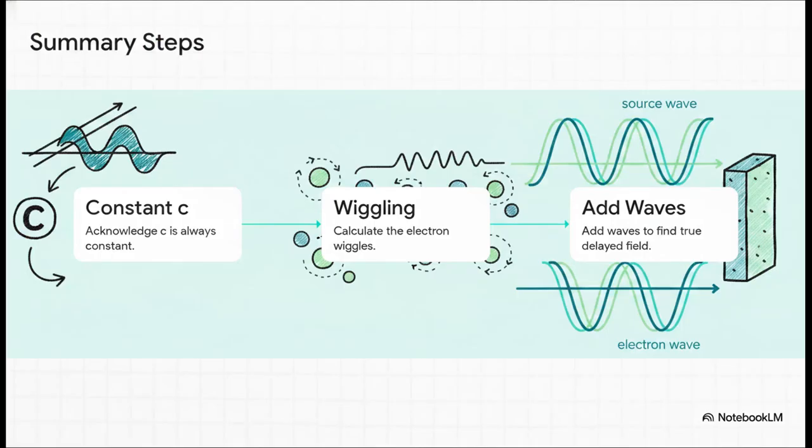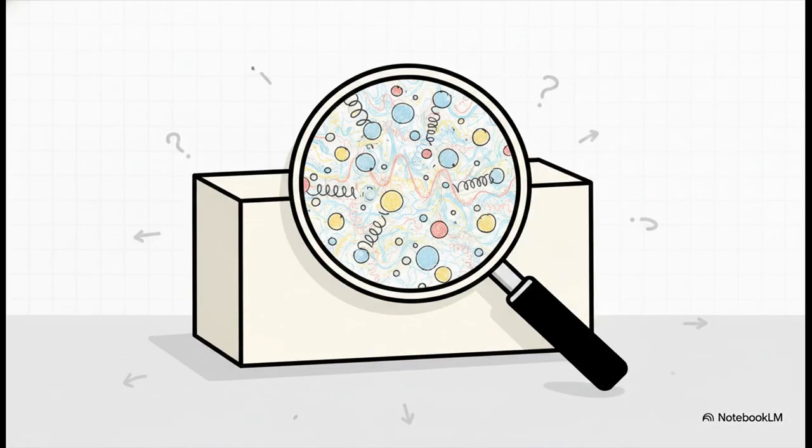So, let's summarize the journey we've taken in this explainer today. We started with the pretty naive macro view that light just gets tired and slows down in glass. But we unmasked it using 3 steps. 1, we acknowledge that the speed of light, c, is always constant. 2, we calculate the wiggling of the electrons driven by the source. And 3, we add that new electron wave to the source wave, discovering that they form a resultant wave whose phase is delayed, beautifully mimicking a slower speed. It's a huge testament to the fact that the universe is rarely as simple as it appears on the surface.